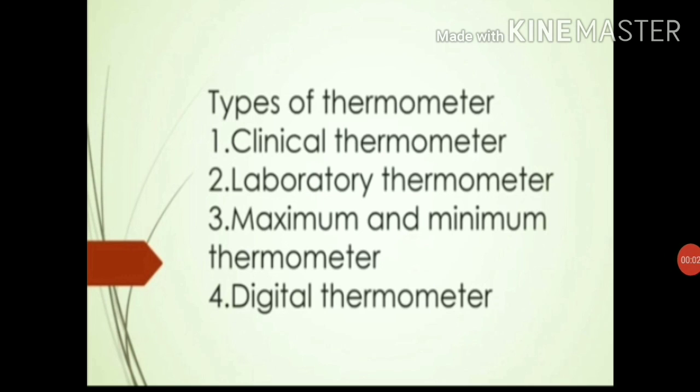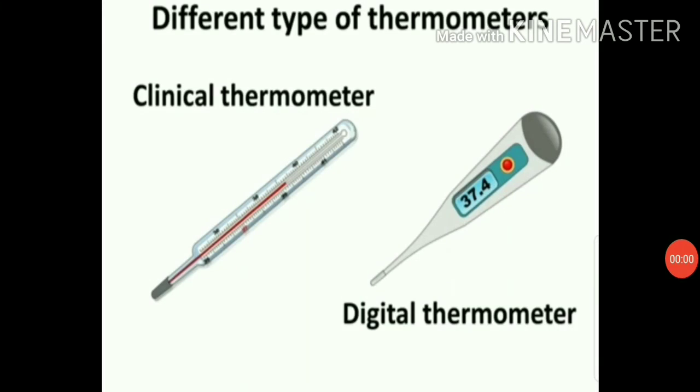The third type of thermometer is the maximum and minimum thermometer. The maximum and minimum thermometer is used to measure the daily temperature to prepare a weather report. And the last one we have is the digital thermometer. So let's read about the digital thermometer.